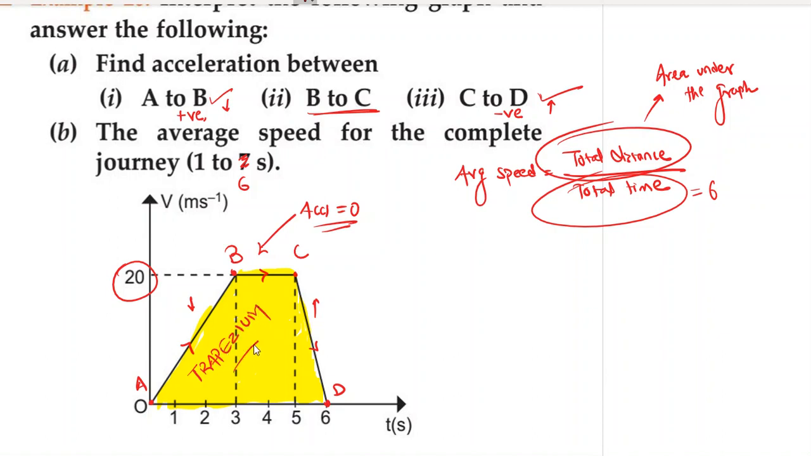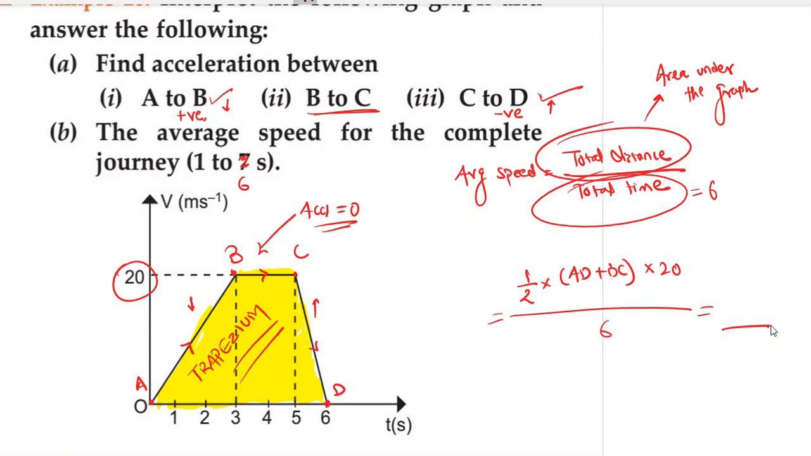What is the formula for the area of a trapezium? Half into the sum of parallel sides into the distance between them. That is half into AD plus BC multiplied by the distance between them. The distance between them is 20, right? So if you solve this, you'll get the area under the graph, the total distance, and total time is 6. If you divide this, you will get average speed. Please pause it and finish it. I've given you enough hints for each and every part.